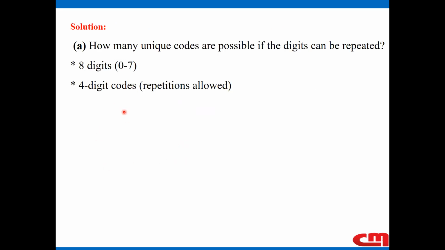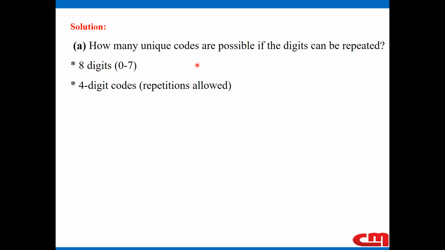Let us give solution to our problems. We start with A: how many unique codes are possible if the digits can be repeated? We note that from the digits given in the problem, we start from 0 to 7. To know how many digits there are, you can use the idea of counting without counting: 7 minus 0 plus 1. You get 8 digits.